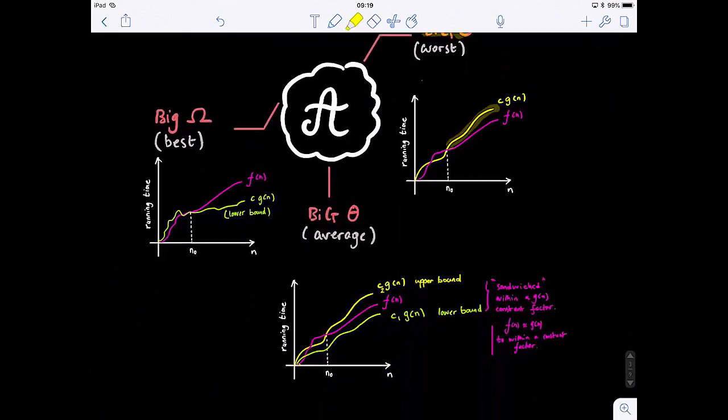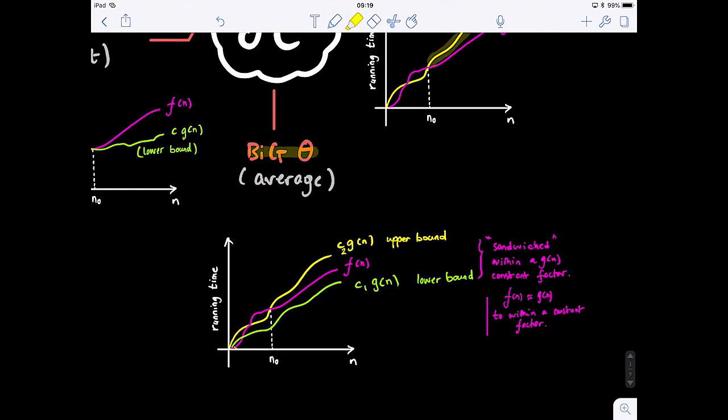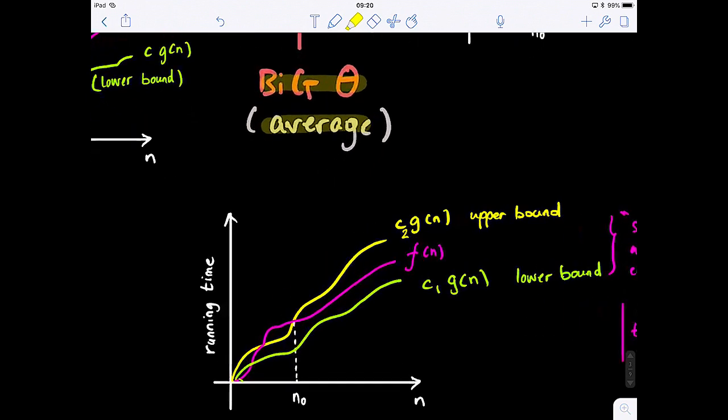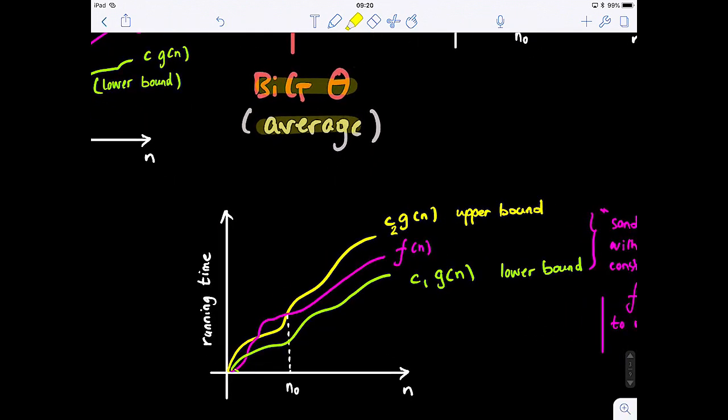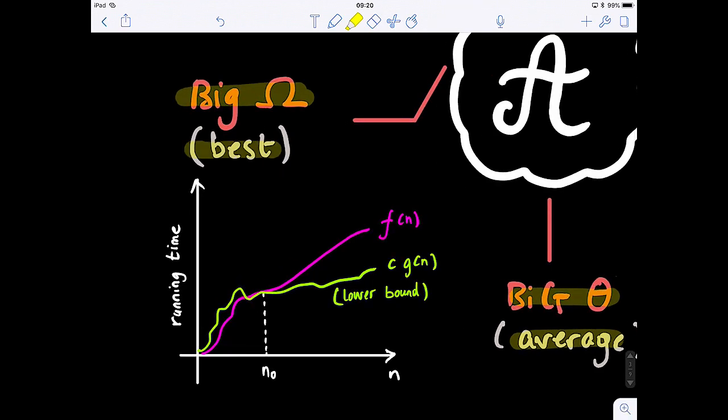Then there is another class which we call the big theta class, which is the average time complexity of an algorithm, and this is how we graph it. I will explain these one by one later on. And we have also the big omega time complexity, and this reflects the best time complexity that your algorithm can have.